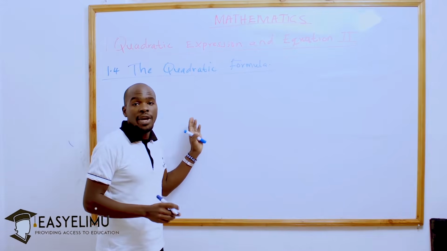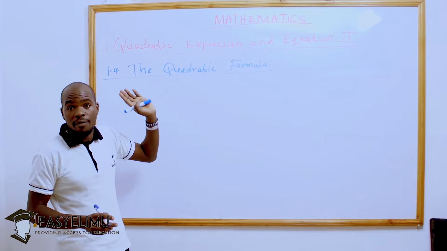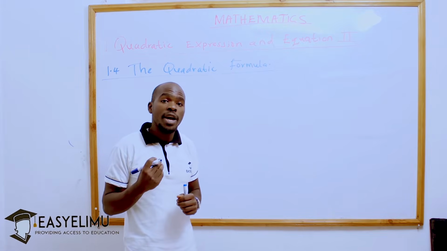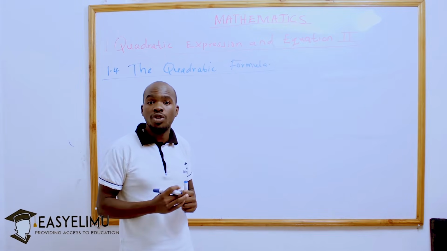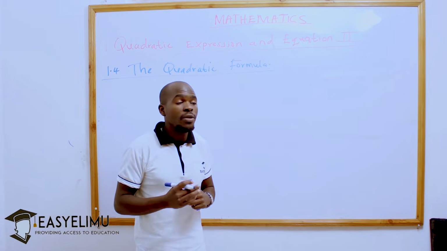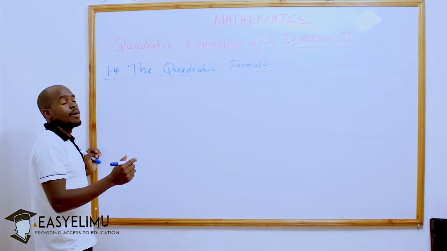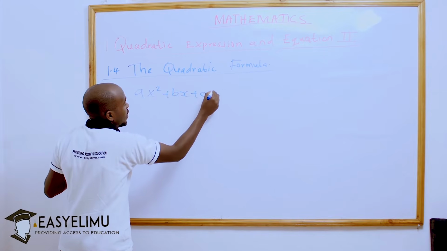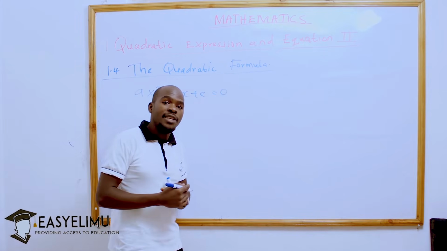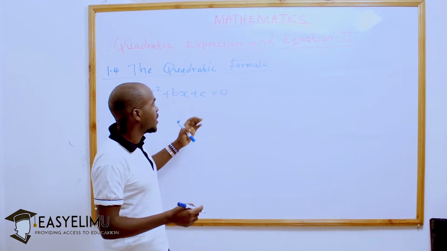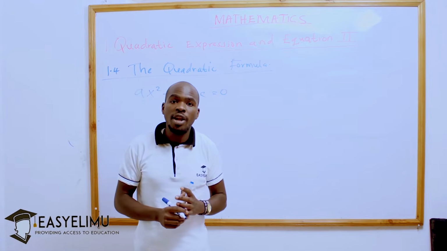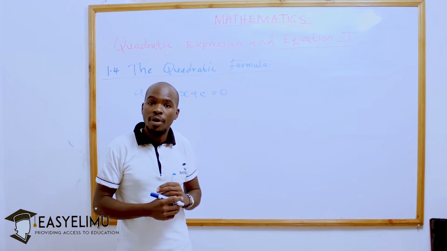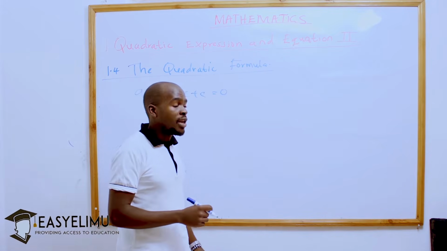We are going to see how we can derive the quadratic formula from a quadratic equation. From our previous session, we saw how we can solve a quadratic equation using the completing the square method. Now we are going to use the same equation, which was ax squared plus bx plus c equals 0, as the general quadratic equation, and see how we may derive the quadratic formula from this general equation, and how we can use that quadratic formula to solve different quadratic equations.